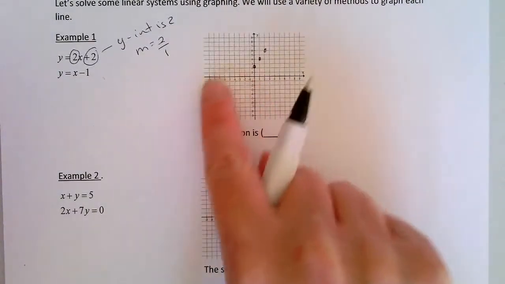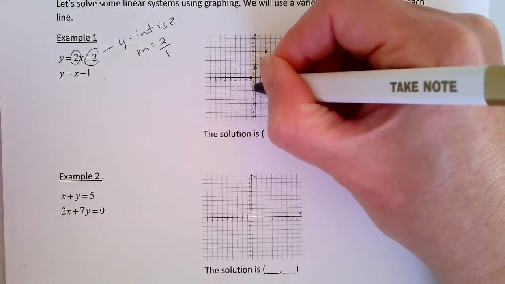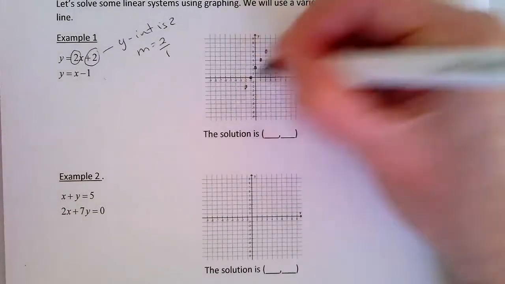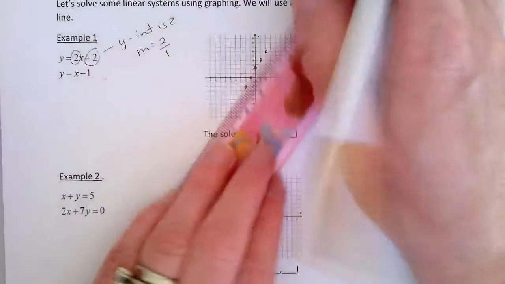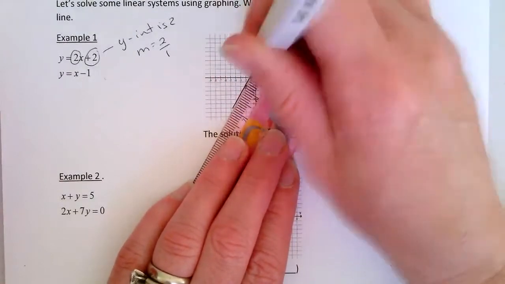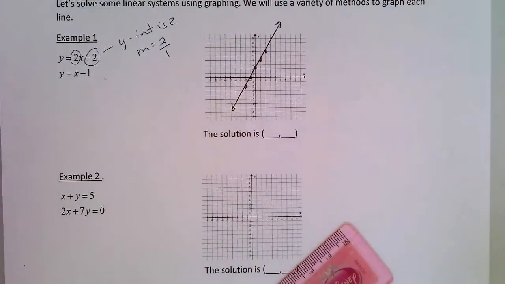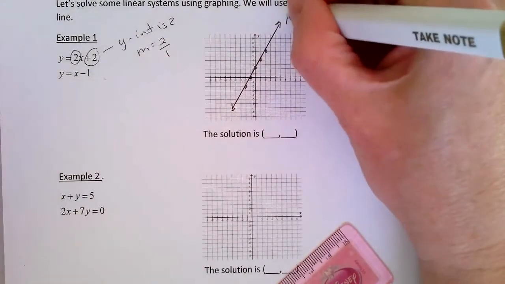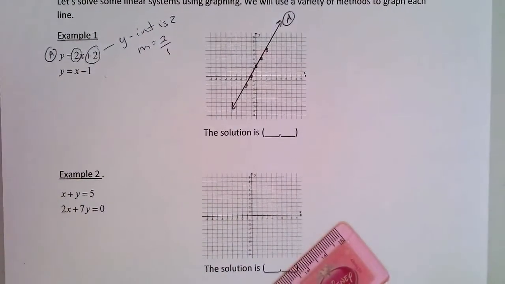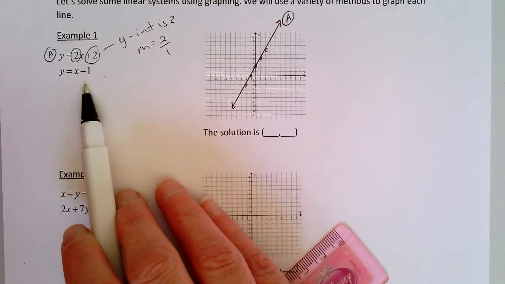If I want to find points that are down here, I have to do the opposite. So I go down 2 and 1 to the left. And everything should line up. Then you get out your ruler and you connect those points. You put arrows to show that the lines continue in each direction. I'm just going to call this line A because I don't want to write out the whole thing. I'm going to label that. That's line A. And now we're going to do the same thing for the second line.